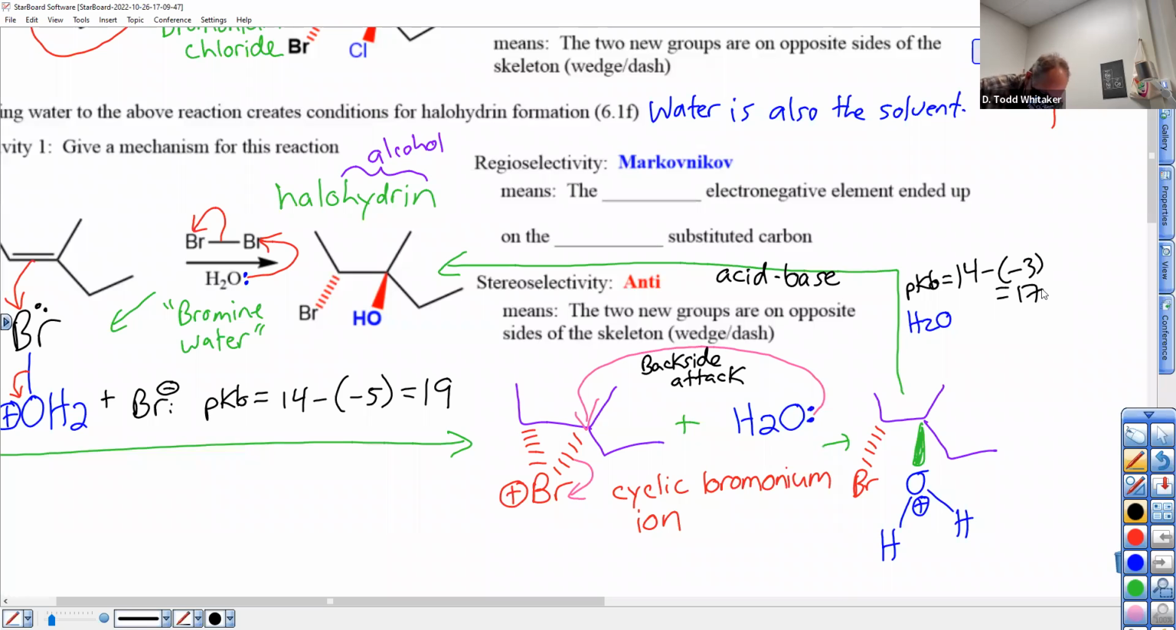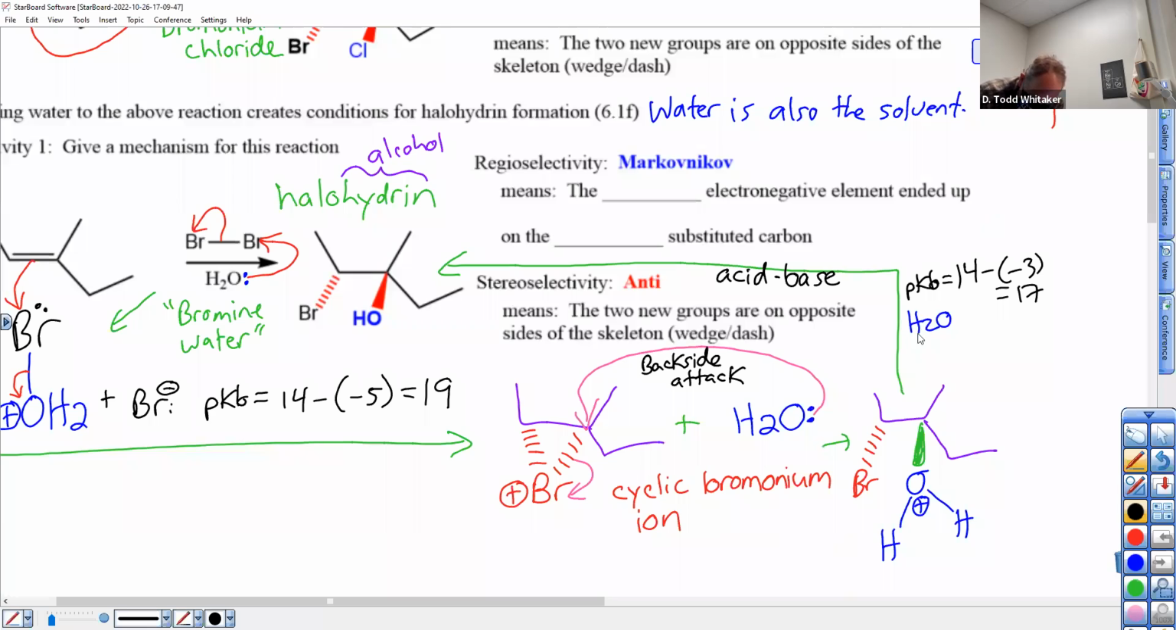So why is water a better base than a bromide? Lower pKb means stronger base, okay? And there's a lot more water than Br minus. There's one ion of Br minus here. There are 55.6 moles of water per liter available. That is the concentration of water in water, okay? So yeah, it's not even close. Water's your best base.